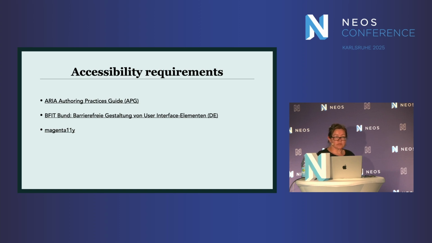Accessibility requirements. You might find yourself in the situation that you have to build a more complex UI component or a new feature that has to be accessible. Now, how do you know if you really achieved your accessibility requirements? And these are 3 resources that you can go to. The first one, the ARIA Authoring Practices Guide, APG, is by the W3C Accessibility Initiative.